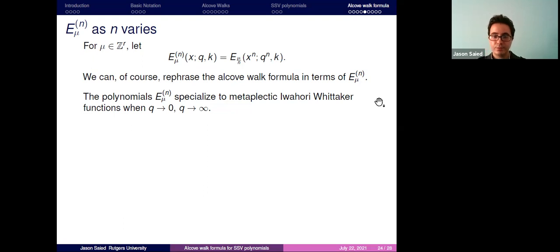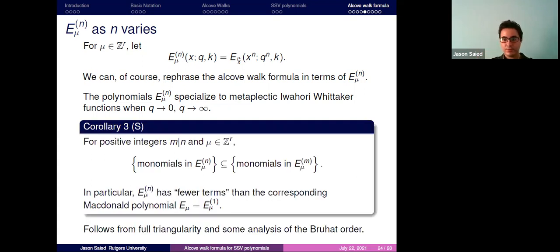What's nice is that if you write down enough examples, you'll see that as n increases, you seem to get something that looks kind of similar, but with fewer terms. And so what you can prove just by messing around with the full triangularity and the Bruhat order is that if m divides n, then the monomials that appear in E mu n are a subset of the monomials appearing in E mu m. So the way I like to think about this is that E mu n has fewer terms than the corresponding Macdonald polynomial. They'll look different. They'll have these G parameters showing up, but you have strictly fewer. And so this is a nice result to compare them.